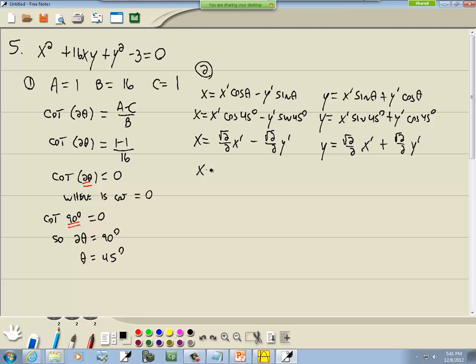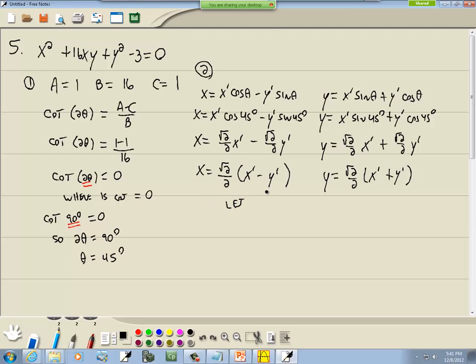Remember what I said, if you have common fractions, go ahead and factor them out. It'll make your life a lot easier. So I'll factor out square root of 2 over 2, and that gives us x prime minus y prime. And I'll factor out a square root of 2 over 2 here, and that gives us x prime plus y prime.